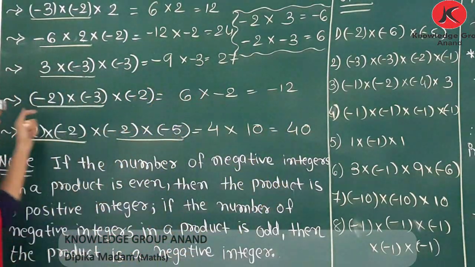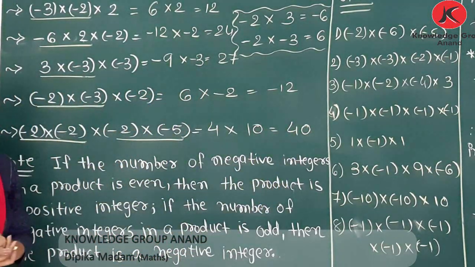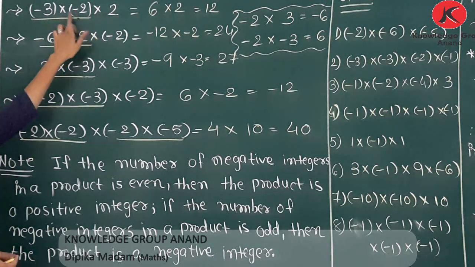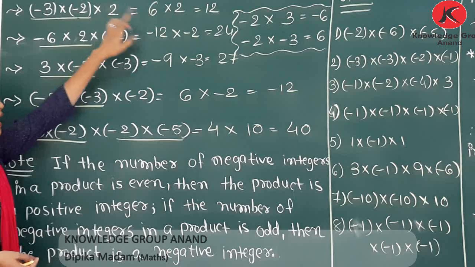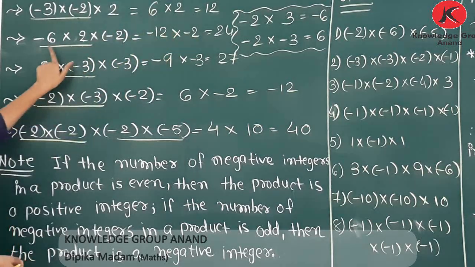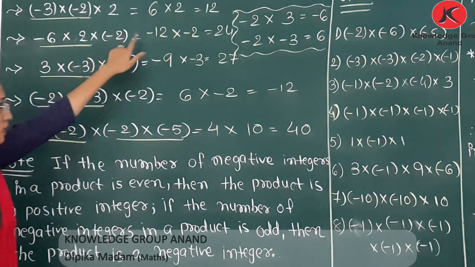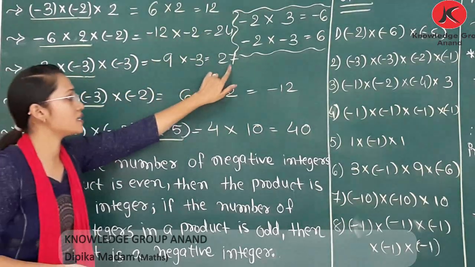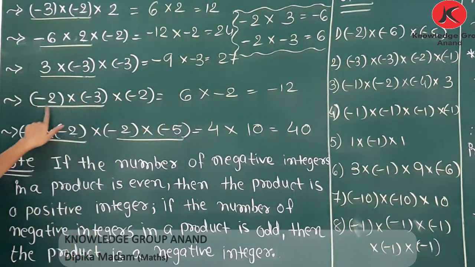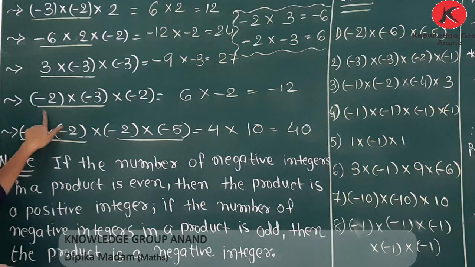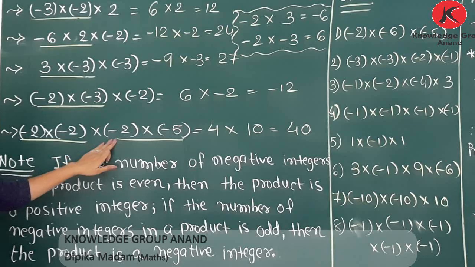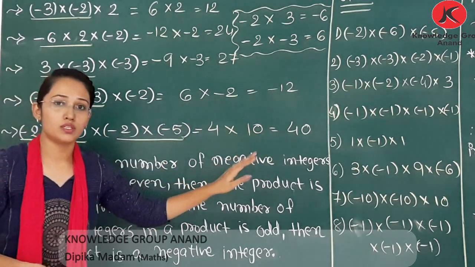From these 4 examples, can you see any pattern? You can see here how many negative integers there are. 2, the answer is positive. Here 2 negative integers, the answer is positive. Here again 2 negative integers, the answer is positive. Here 3 negative integers, so the answer is negative. Here 4 negative integers, the answer is positive.